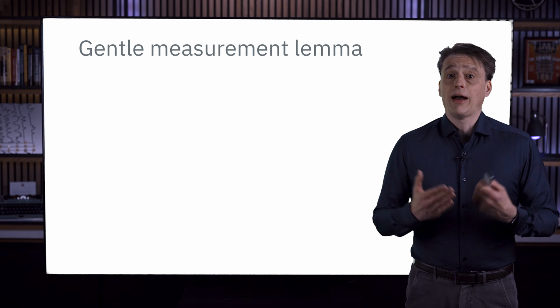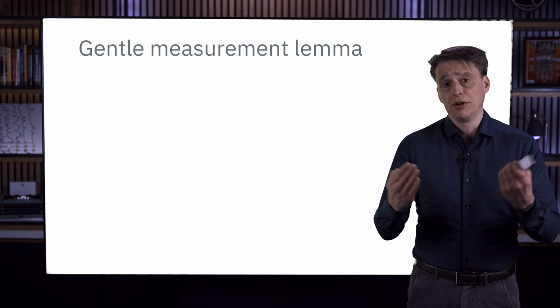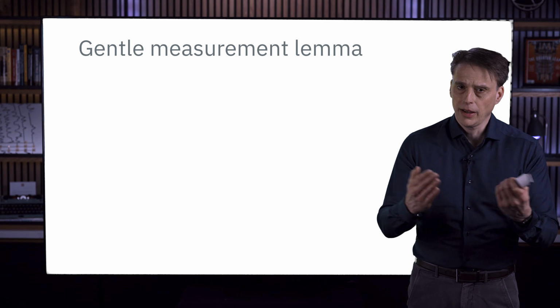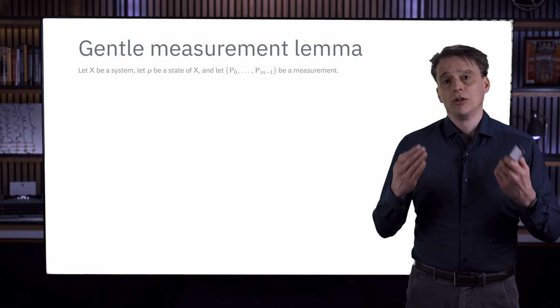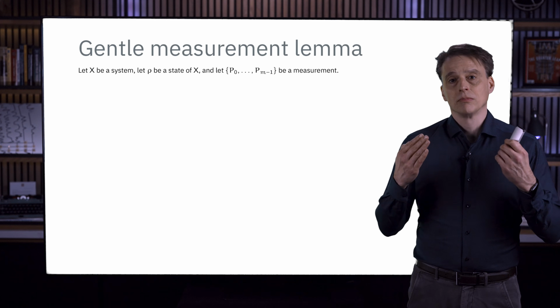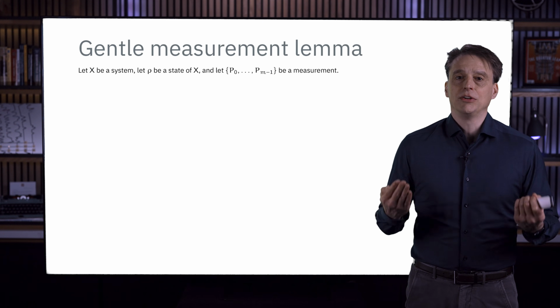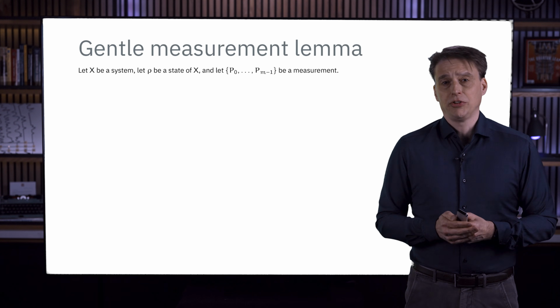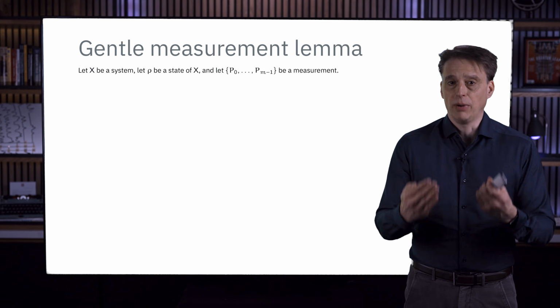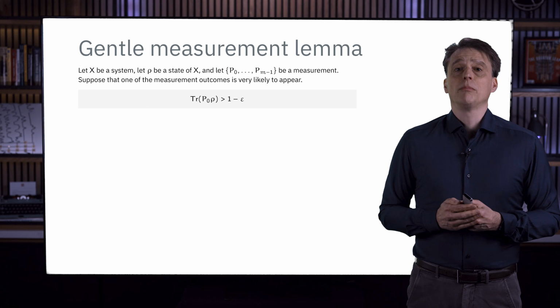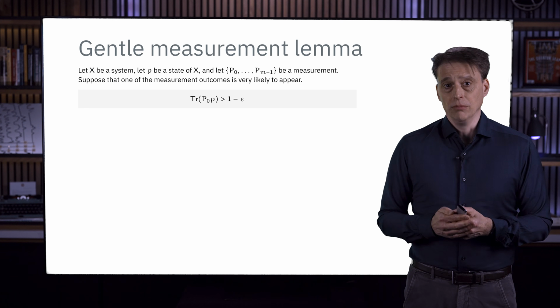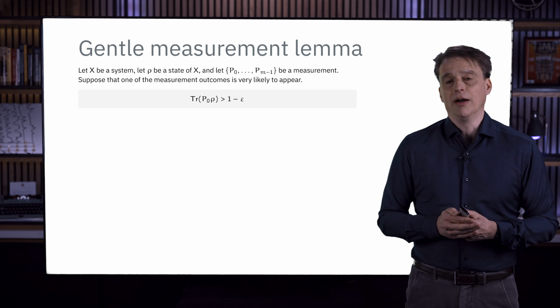Here's a nice example of how we can connect the fidelity to non-destructive measurements. It's a very handy fact known as the gentle measurement lemma. Suppose that we have a system X, a state of X represented by a density matrix rho, and a measurement on the system X described by a collection of positive semi-definite matrices. Let's suppose that one of the measurement outcomes is very likely to appear if we were to perform the measurement on the state rho.